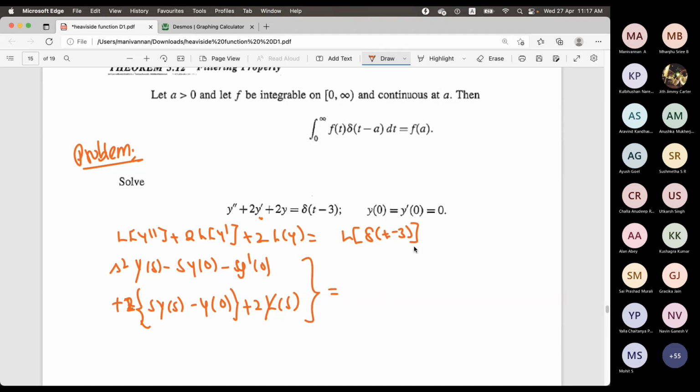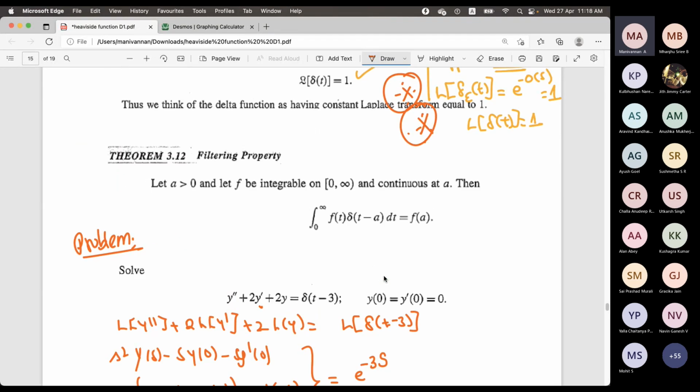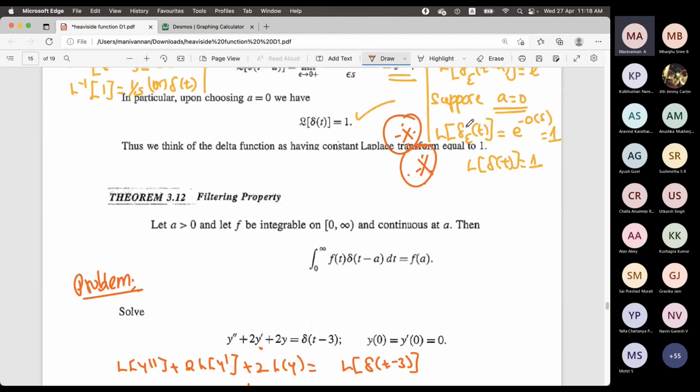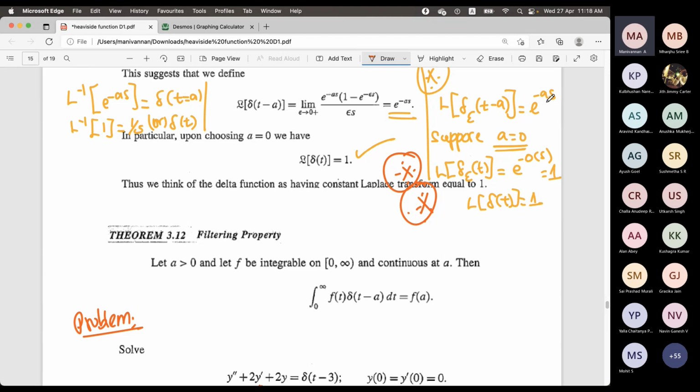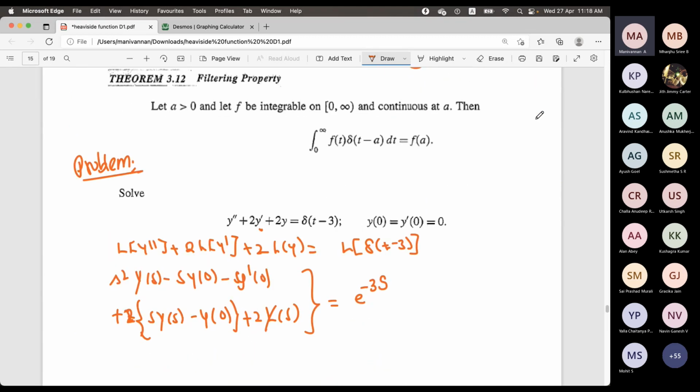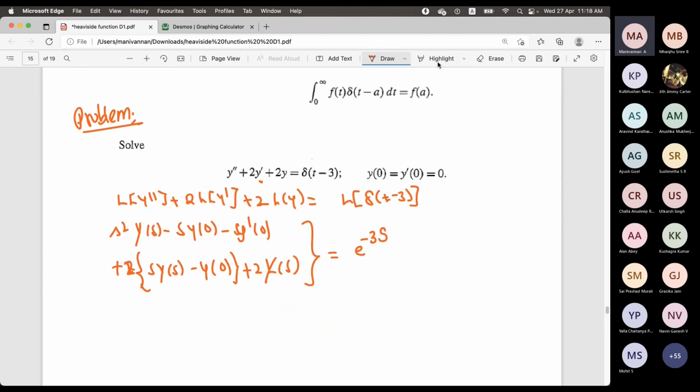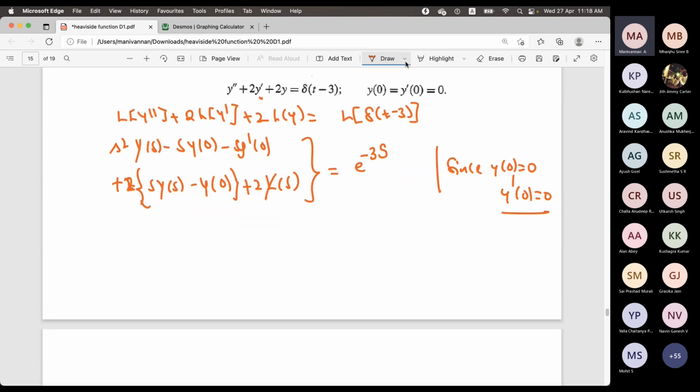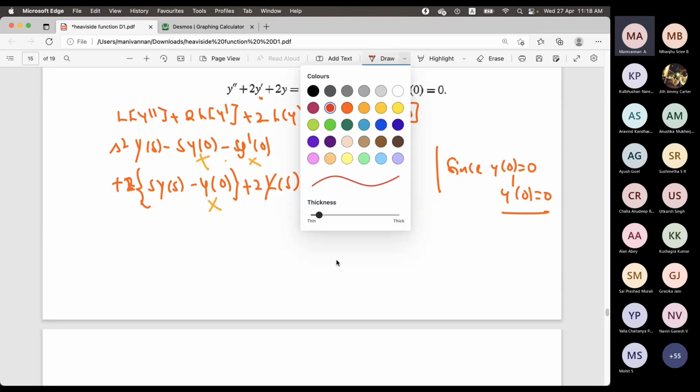Now, L of delta of t minus 3 is e raised to the power minus 3s only, right? Using this function, delta of t minus 3 means e raised to the power minus 3s alone. Now substitute the initial conditions. Since y of 0 is 0 and y derivative of 0 is 0, there is no term here. This term has vanished, so I am going to consider only the remaining term.